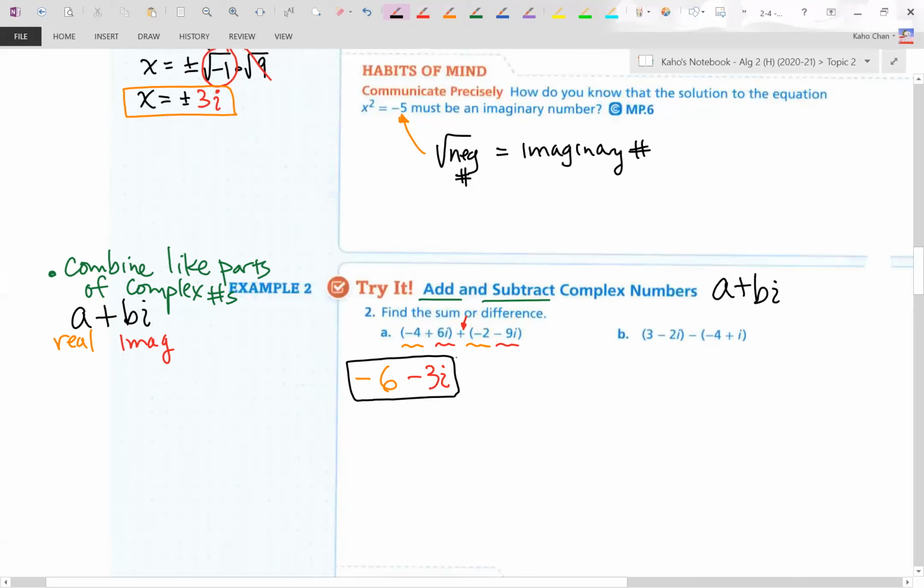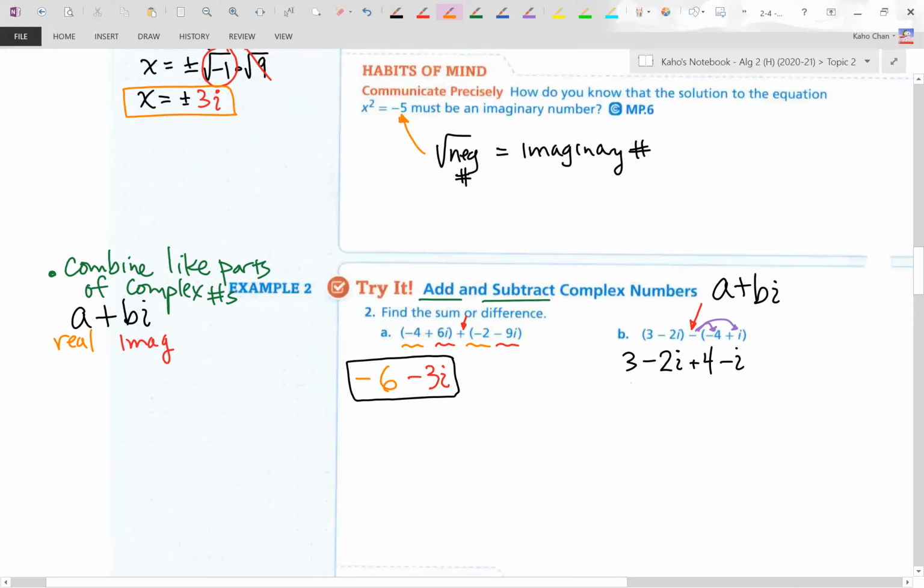Letter B is a subtraction problem. You do have to be careful here. If you want to do mental math here, you've got to be careful. But I like to distribute the negative sign just to be safe. That's just me. Distribute that minus sign on the back half of this binomial. You'll get, rewrite the problem, 3 minus 2i, plus, because you have two negatives there, plus 4, and then minus i, okay? And from there, do the same thing as you did in the previous problem.